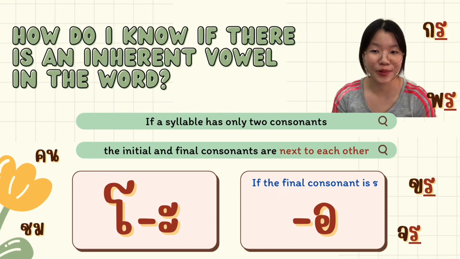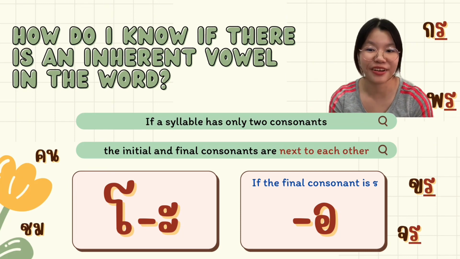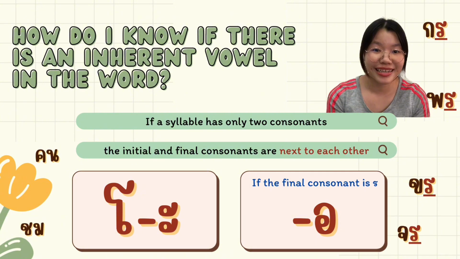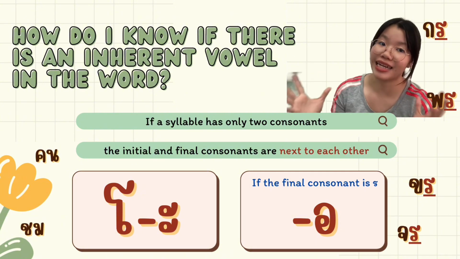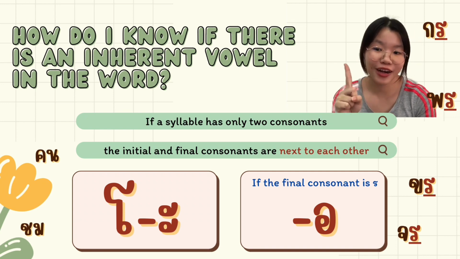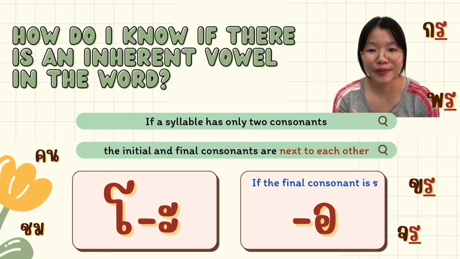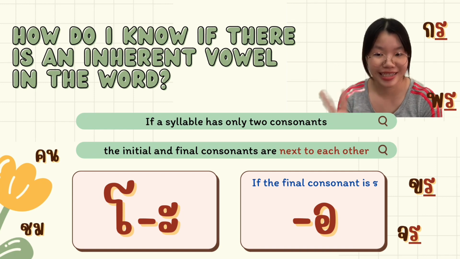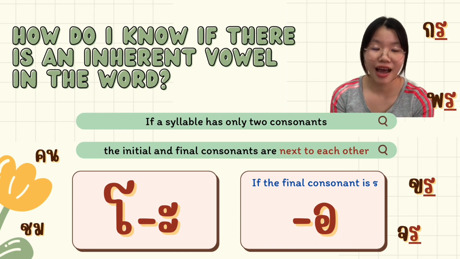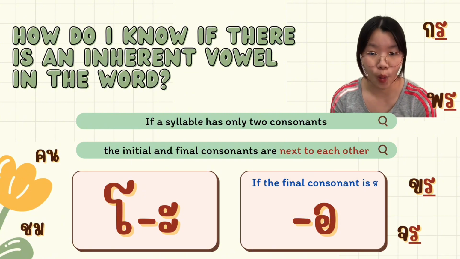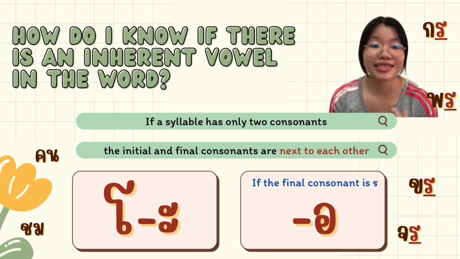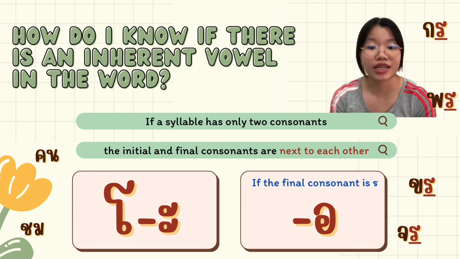How do I know if there is an inherent vowel in the words? As we have just mentioned, we can adapt it. First, if a syllable has only two consonants and the initial and final consonants are next to each other, it's going to be สระโอ or สระออ spoken in between the consonants.